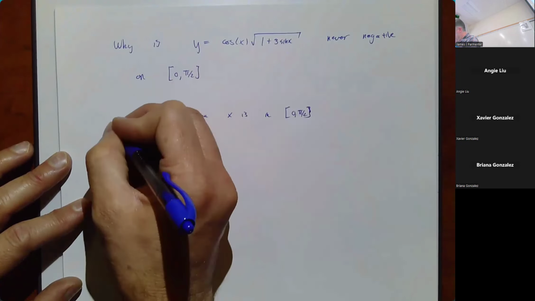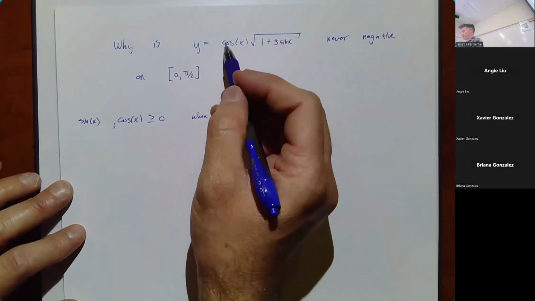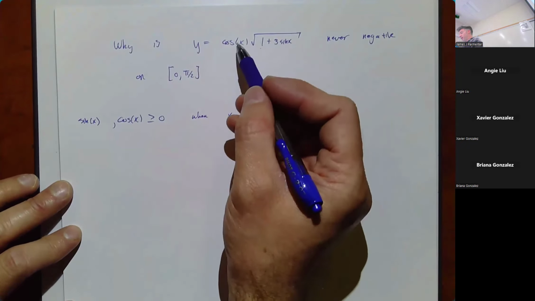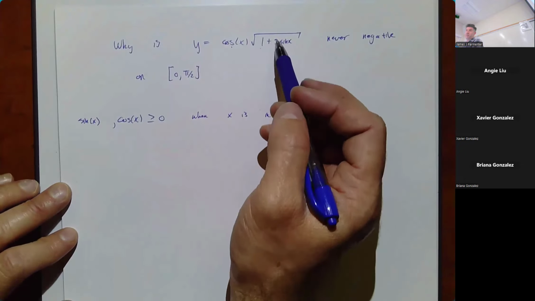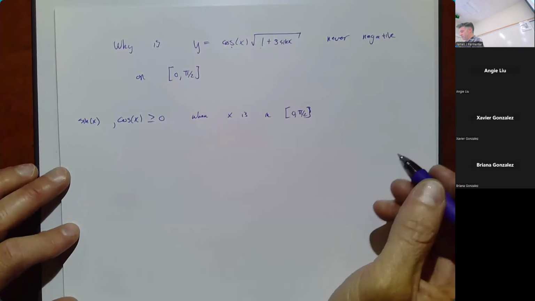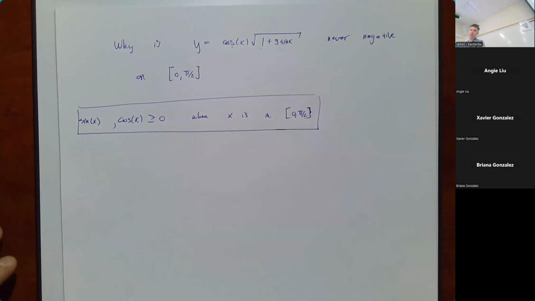And so is sine of x. So certainly cosine of x times the square root of 1 plus something non-negative, which is also non-negative, is for sure going to be non-negative. I think it's perfectly fine to just say this, though. I think that's a reasonable enough explanation.